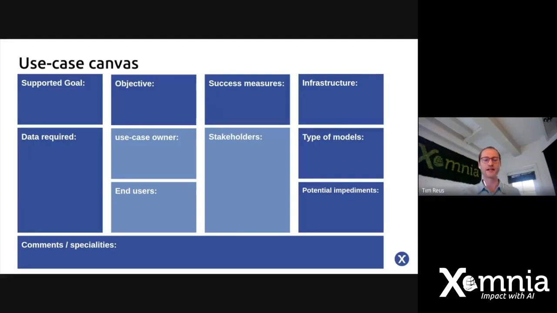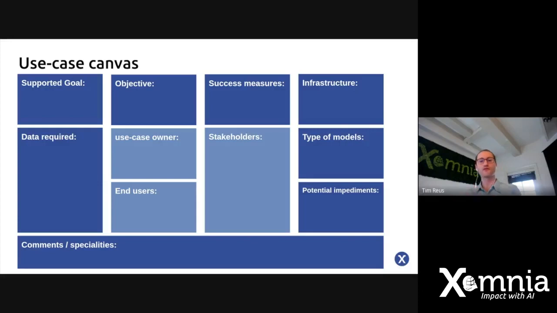If we move to the right, you'll see the objective, right? Even though we know there's a goal that we support, you should have a very clear objective for this specific use case. And this could be, we want to reduce our carbon footprint, we want to achieve more revenue by doing yada, yada, yada. This can be very elaborate, but this is actually the reason why you think this would be a good use case.